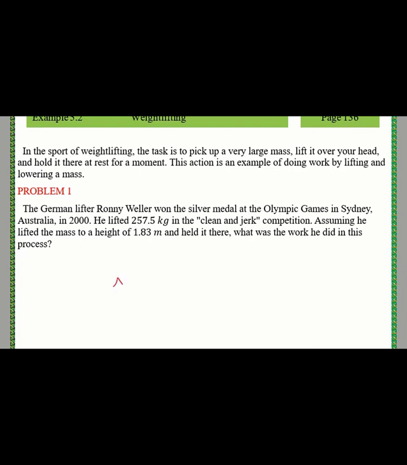We insist on the conservation of energy.